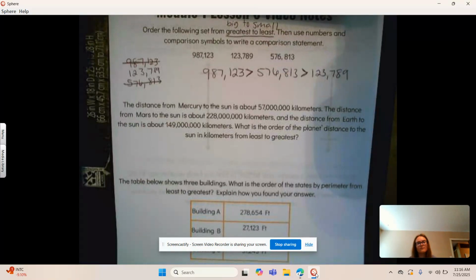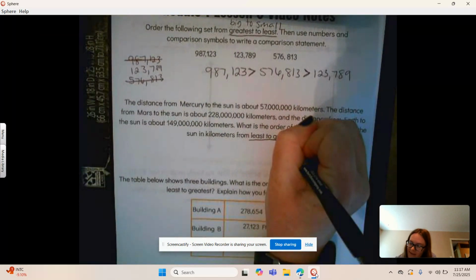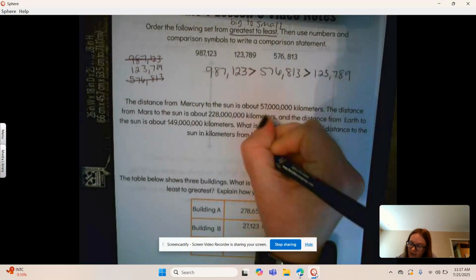The distance from Mercury to the Sun is about 57 million kilometers. The distance from Mars to the Sun is about 228 million kilometers, and the distance from Earth to the Sun is about 149 million kilometers. What is the order of the planet's distance to the Sun in kilometers from least to greatest? Which way are we going this time? Small to big, good.